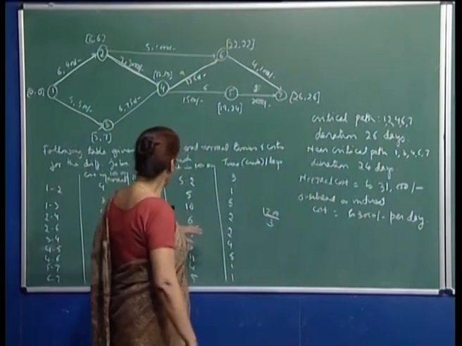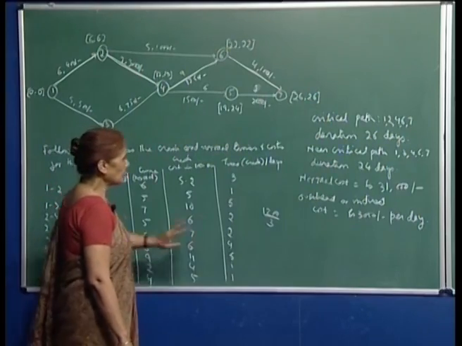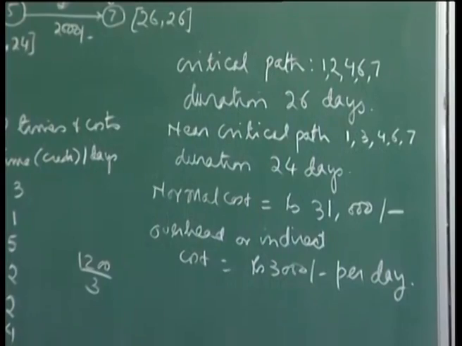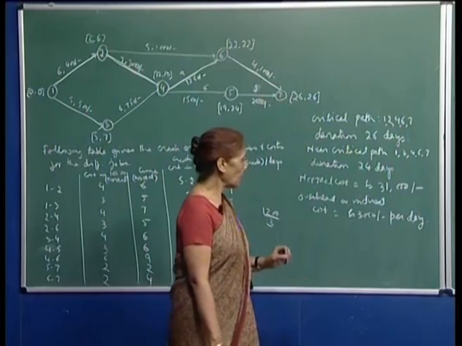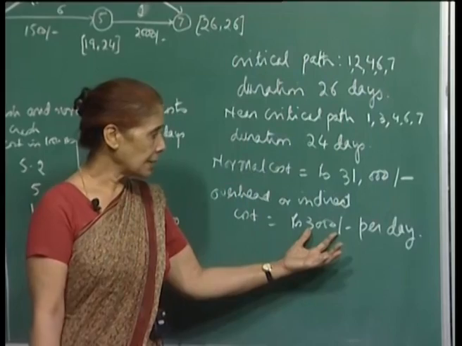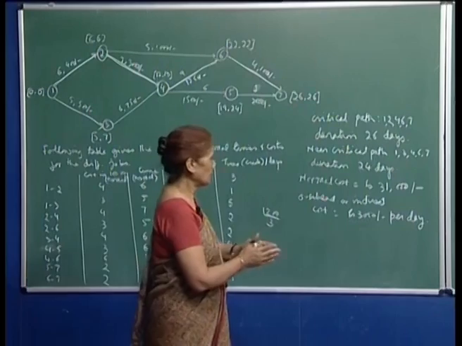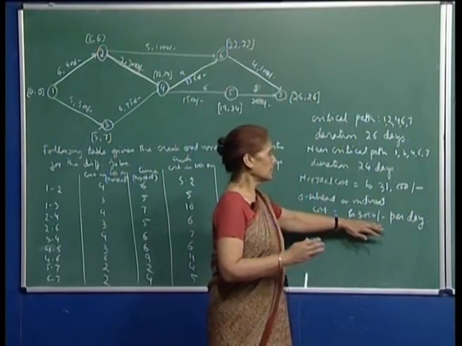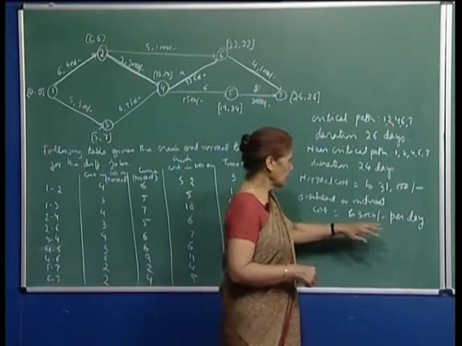Now, the total normal cost, if you just add up, that means if you do not crash any activity, adds up to 31,000, and then the overhead cost, the indirect cost, is rupees 3,000 per day. That means, if you reduce the project duration by 1 day, then you save rupees 3,000 in terms of indirect cost. So, you have to now balance the cost of crashing, which will of course increase the cost, but since you are reducing the duration of the project, the overhead cost will come down. So, this is what we are going to do.